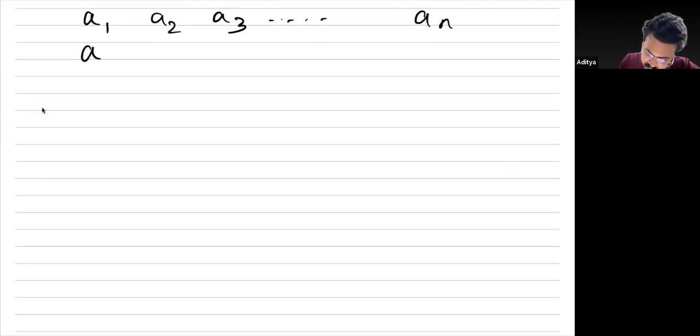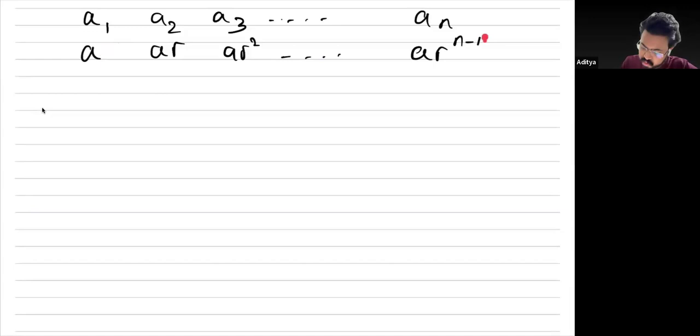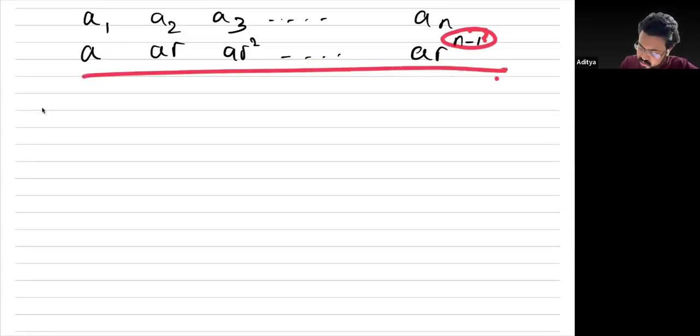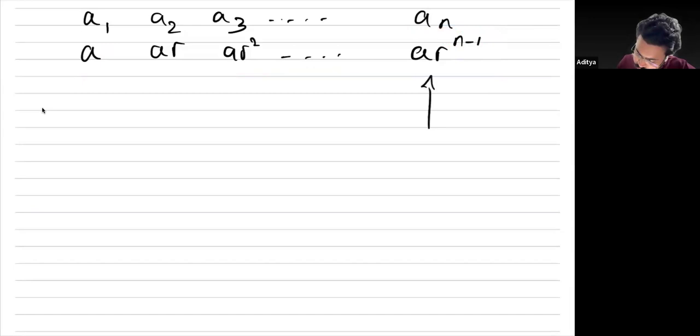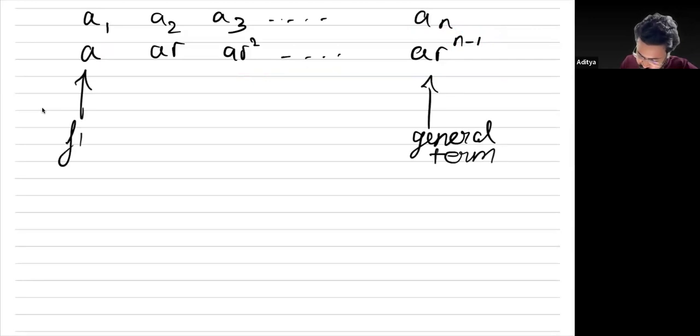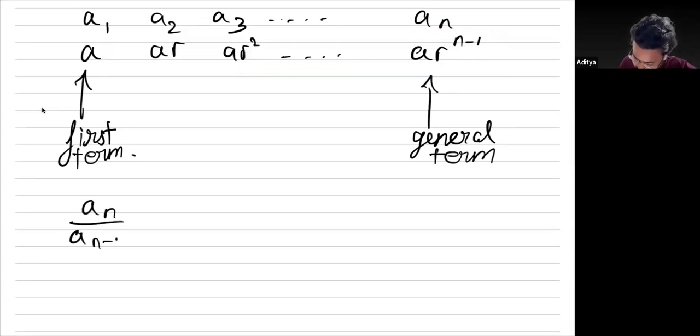A1, A2, A3, all the way up to AN. The terms are A, AR, AR square, and so on up till AR to the power N minus 1. Because it starts with R to the power 0, it goes up till R to the power N minus 1. Total N terms are there in this. This is called the general term. This is the first term. And the salient feature about this is AN upon AN minus 1 is equal to R. This is a constant, non-zero.